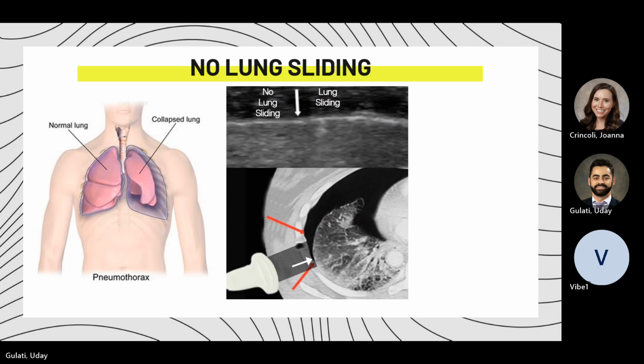And so, look at this patient, right? This patient obviously has a collapsed lung, and what you can actually see is what we call a lung point. So this is the point at which the patient is taking a breath, and as they're taking a breath, are you guys being able to see the image move?